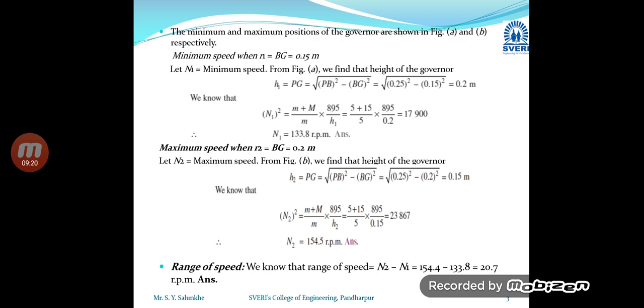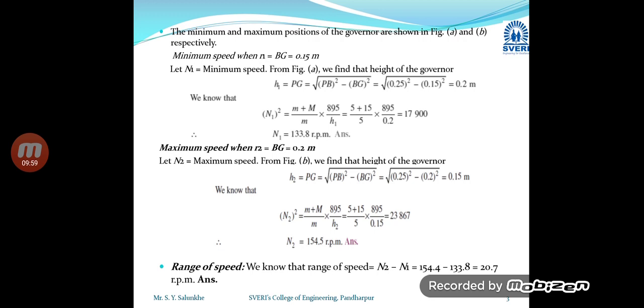h1 we have already calculated, and the masses we know, both the fly ball mass and central mass. That's why it will become 5 plus 15 divided by 5 multiplied by 895 divided by 0.2, and the answer we are going to get is 17900, and this will be N square. So N can be calculated by taking the root of this, that is 133.8 rpm, that is the minimum speed at which the governor is rotating is 133.8 rpm.